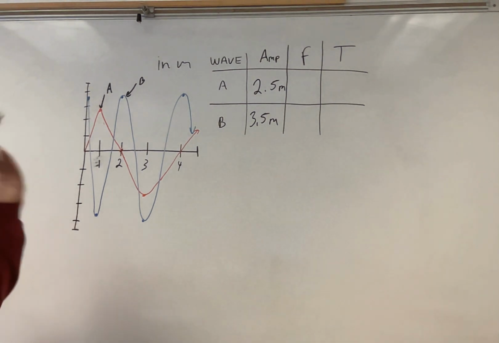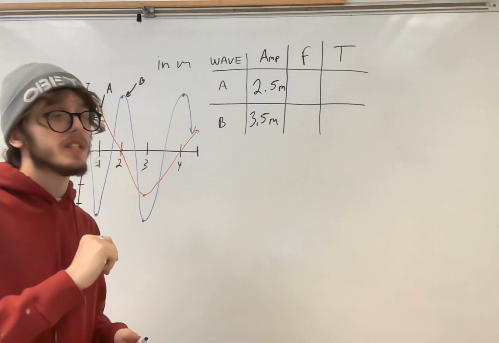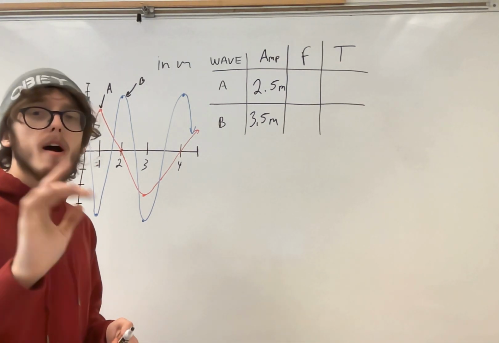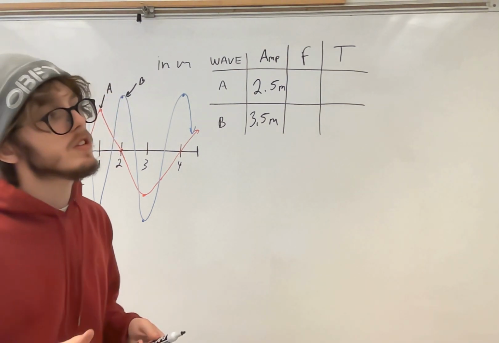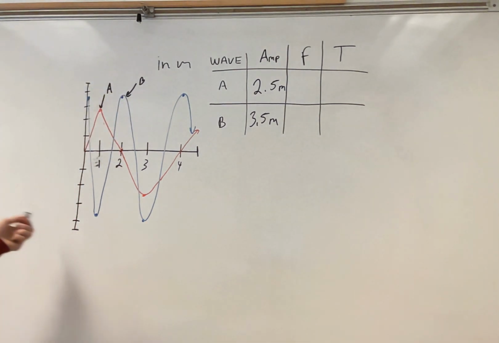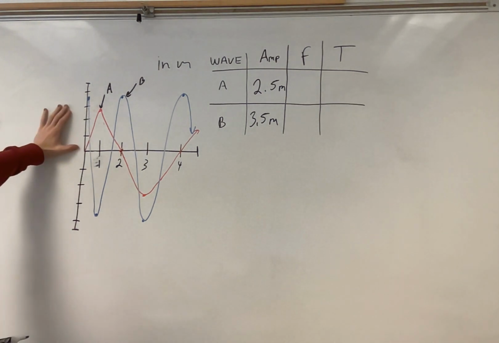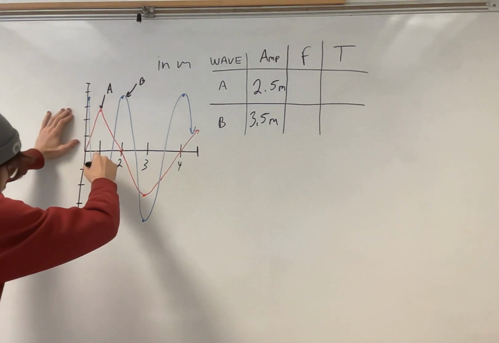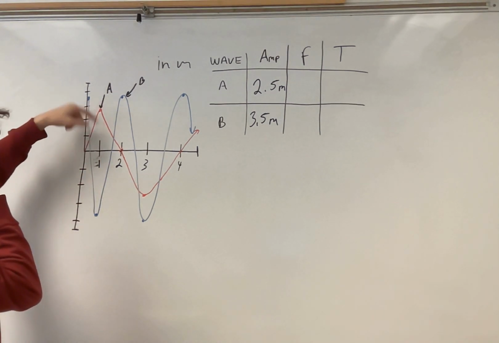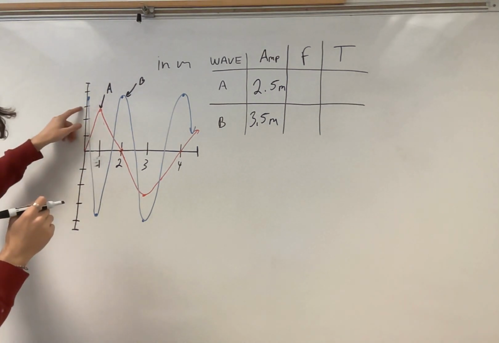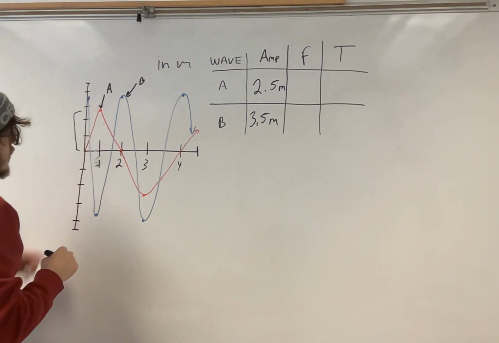And remember that frequency asks you how many oscillations per unit time, or specifically how many oscillations per second, and that's in hertz, right? So how much of something do you do per unit second, okay? So the frequency is how many oscillations. Okay, so for wave A, let's think about it. So in 1 second, we go to a max height, right?